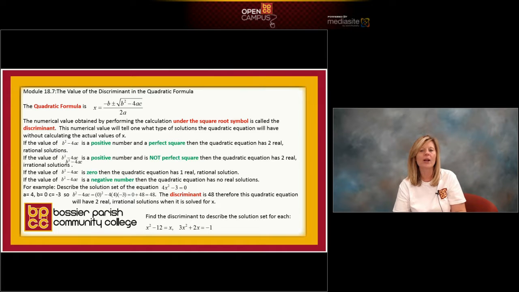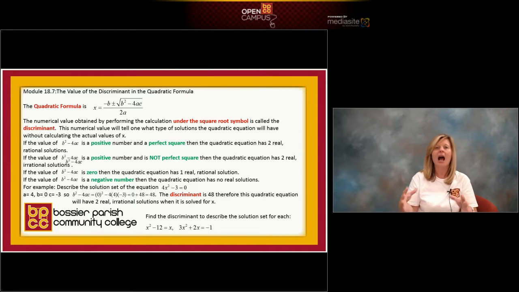So if you look at the PowerPoint, I have a quadratic equation. 4x squared minus 3 equals 0. I am not asking you to get the answers for x. This does not say solve for x. It says describe the solution set. It's saying describe in words the answers for x. Well, if I want to know what types of answers I'm getting, I don't have to work the whole quadratic formula. I only have to work what's underneath the square root, the b squared minus 4ac.